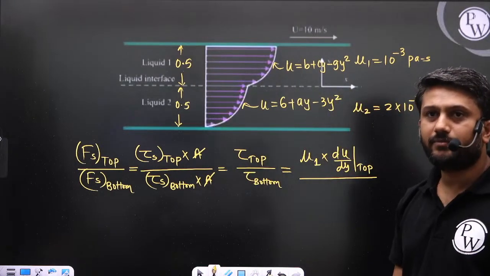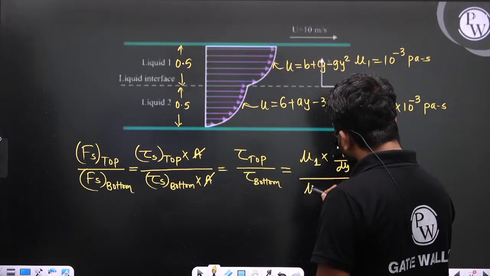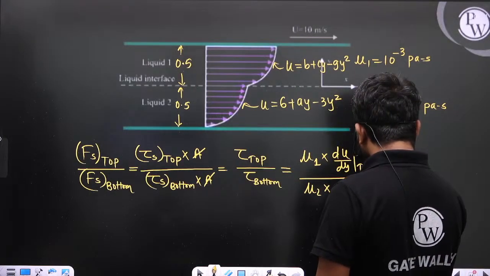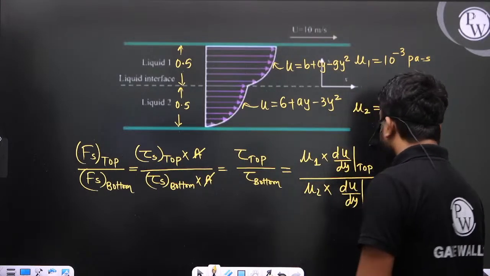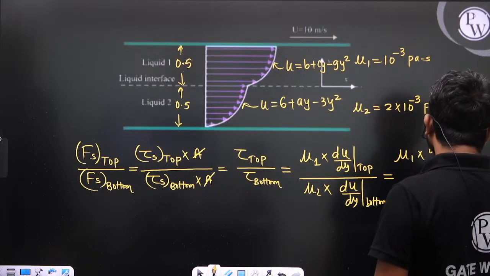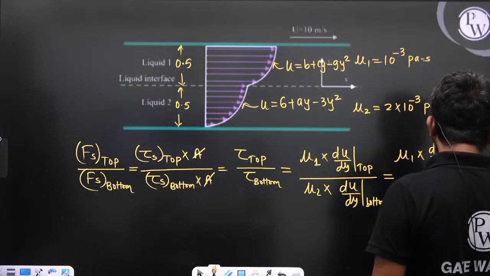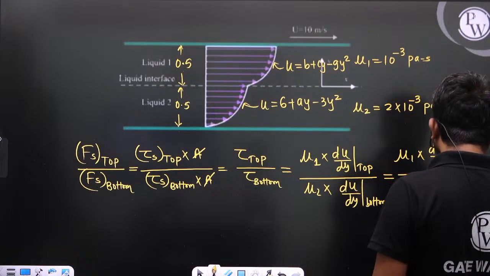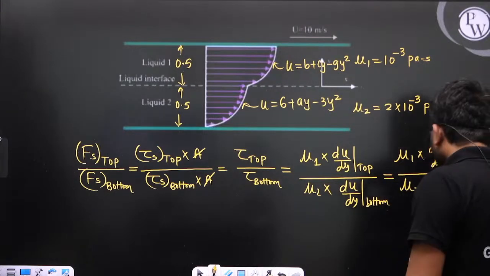Now what is the tau bottom? What is the shear stress experienced by this fluid? So we can write this is mu2, because plate number 2 is in contact with liquid number 2. So mu2 into du by dy at the bottom plate. Or better, simply we can write mu1 multiplied by du by dy at y is equal to plus 0.5, upon mu2 into du by dy at y is equal to minus 0.5. We can write it in this way.